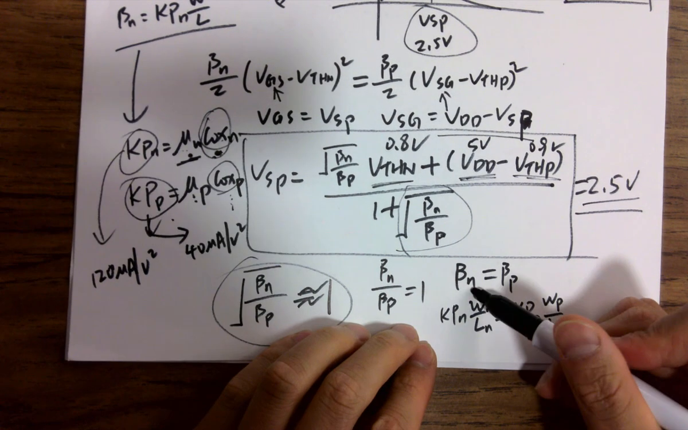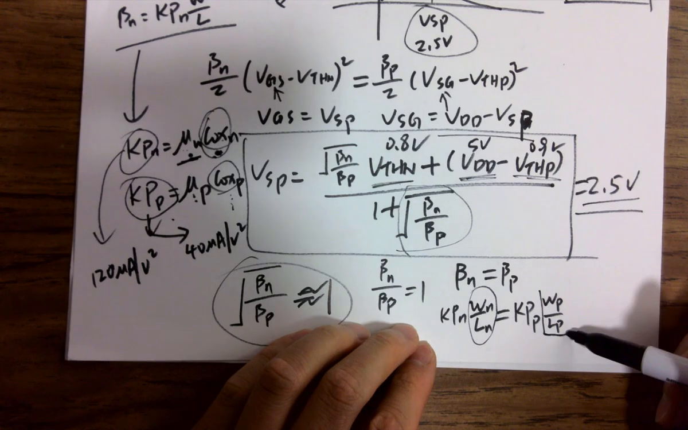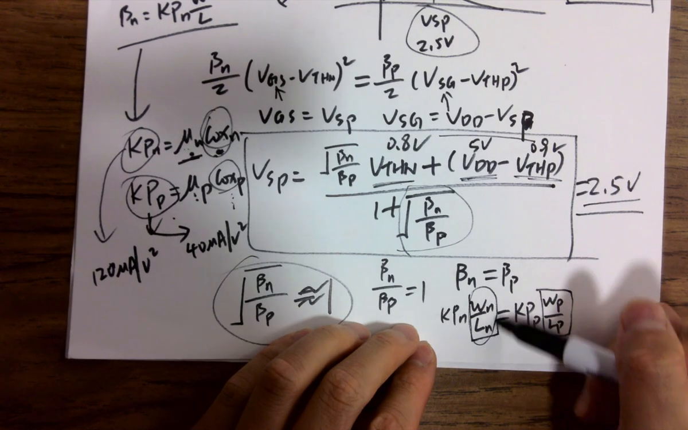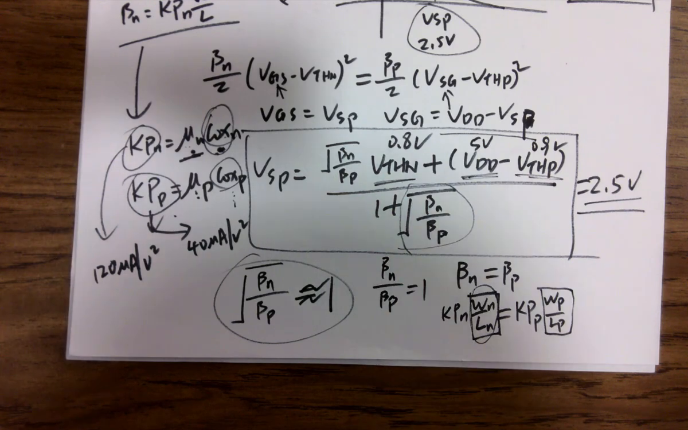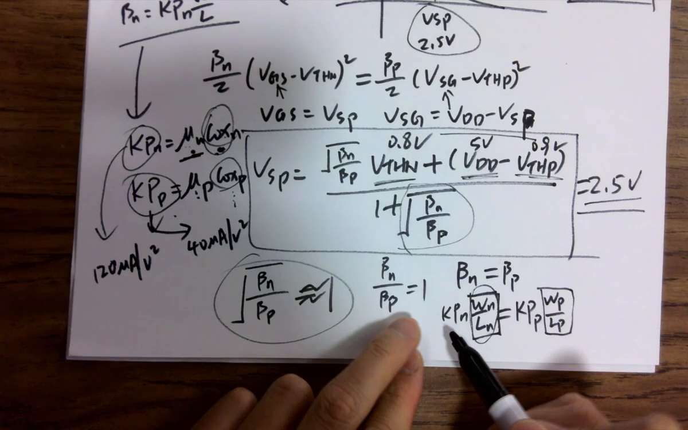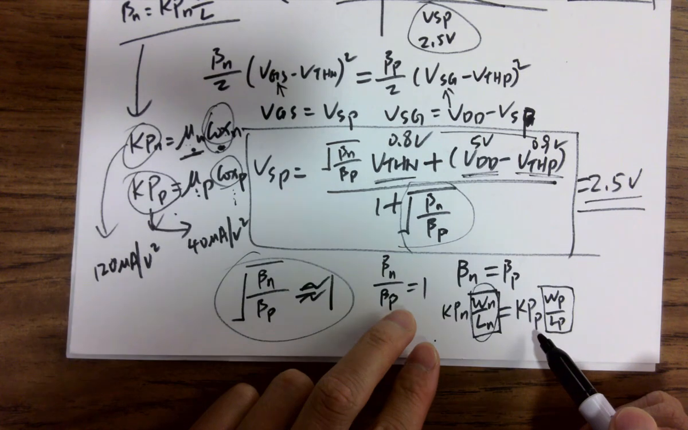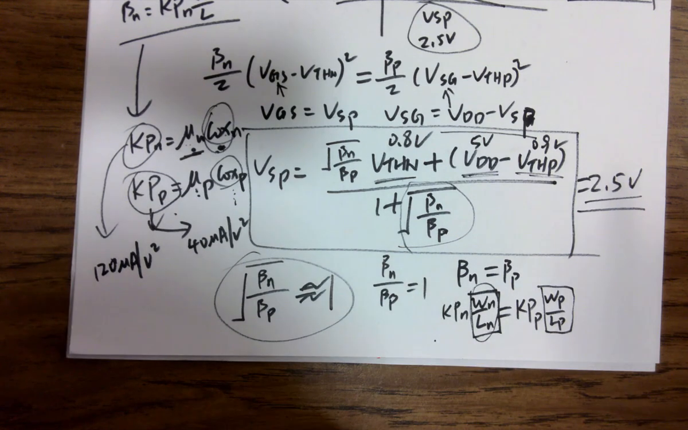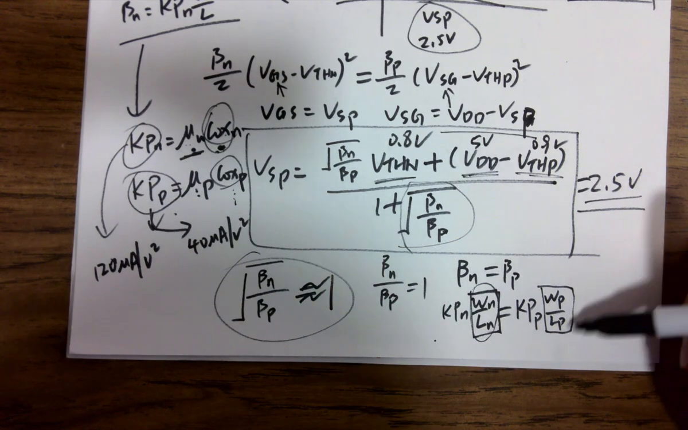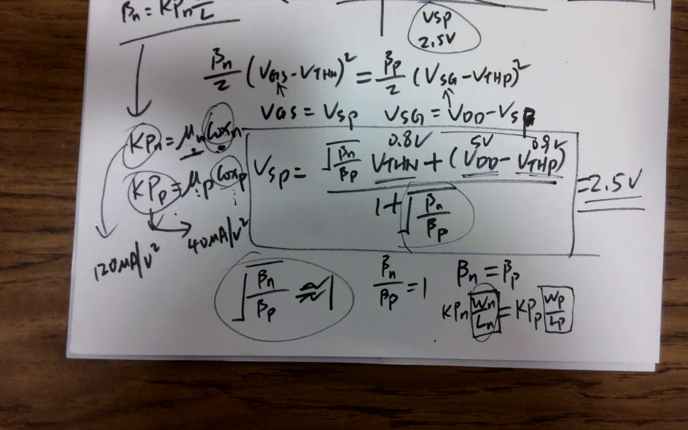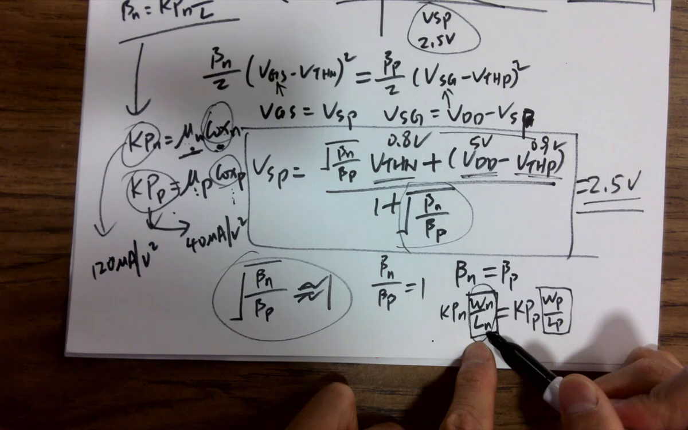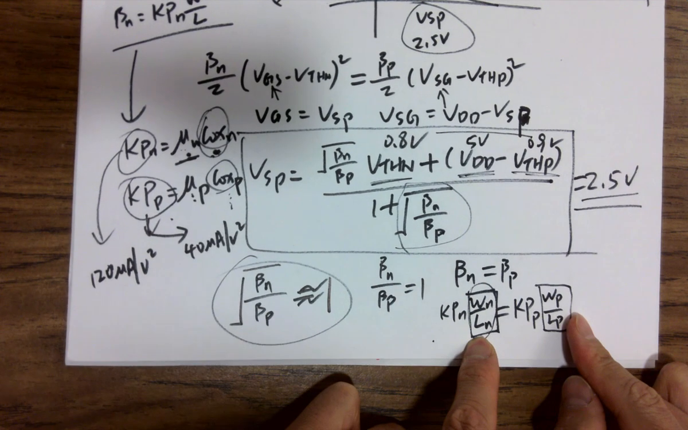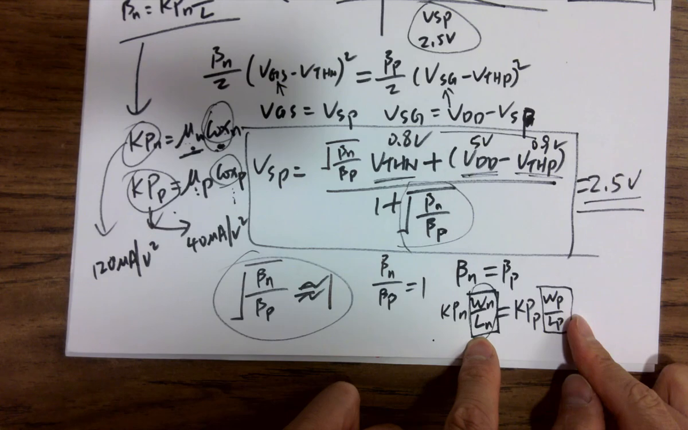If we treat this part as a ratio, one entity here, because KPN is 3 times larger than KPP, right? If you want to make them equal for the ratio here, which one should be larger? By how many times? KPP by 3 times. So this should be 3 times larger than this. Does that make sense?